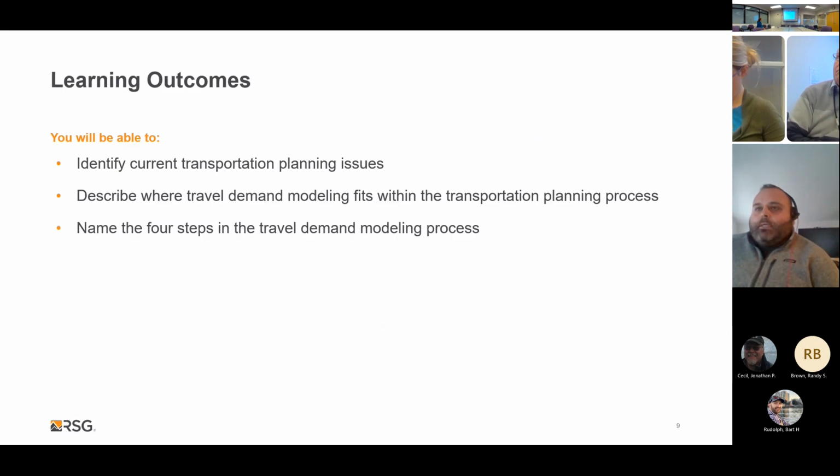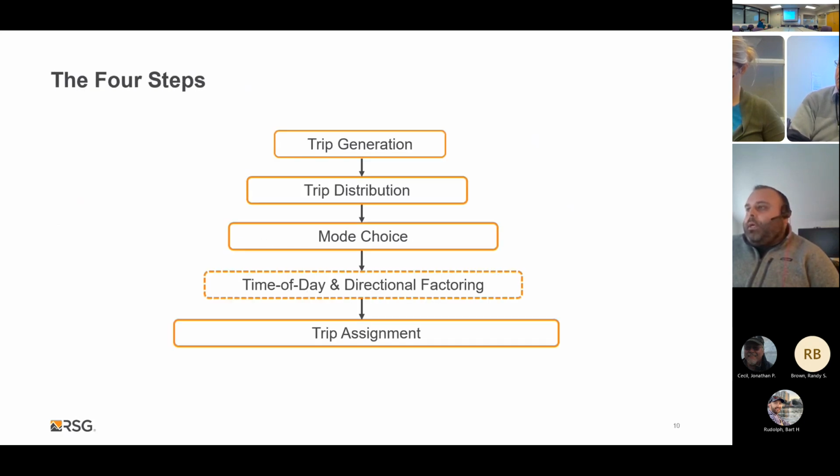So the goal here is to identify current transportation planning issues, describe where the travel demand model fits within the transportation planning process, and be able to name the 4 steps of the TDM process, or travel demand modeling process. So what are the 4 steps? There are 4 basic steps: trip generation, trip distribution, mode choice, and trip assignment.